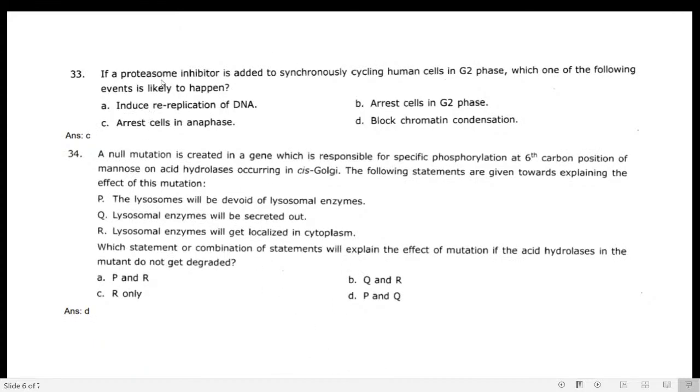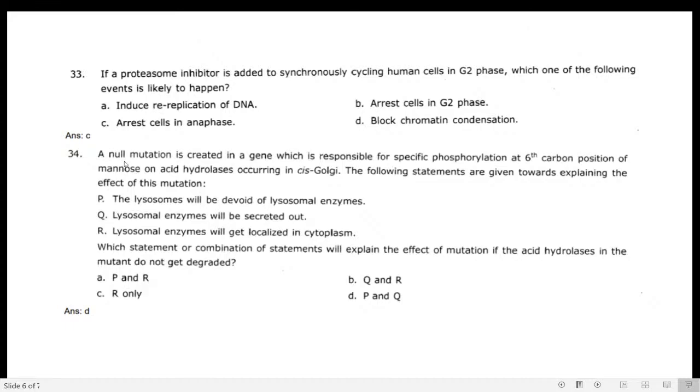Next question, the proteasome. If a proteasome inhibitor is added to synchronously cycling human cells in G2 phase, which one of the following events is likely to happen? The process that happens is the arrest of these cells in anaphase. It is a direct question. Just refresh the mitosis and meiosis processes. That is a very important concept in cellular organization. We have a next session on each and every topic, and we will discuss it elaborately in that portion.